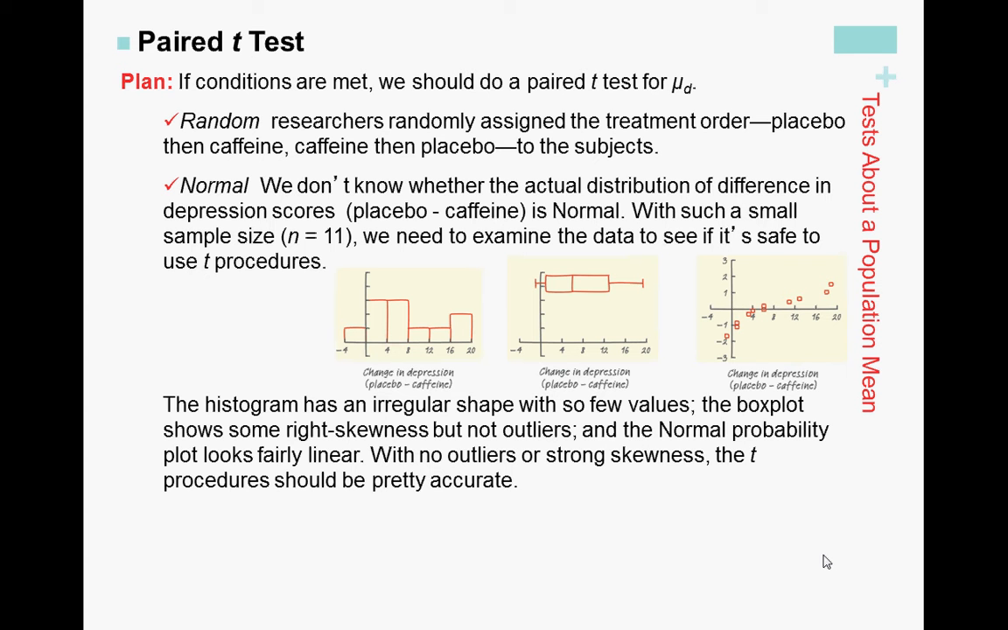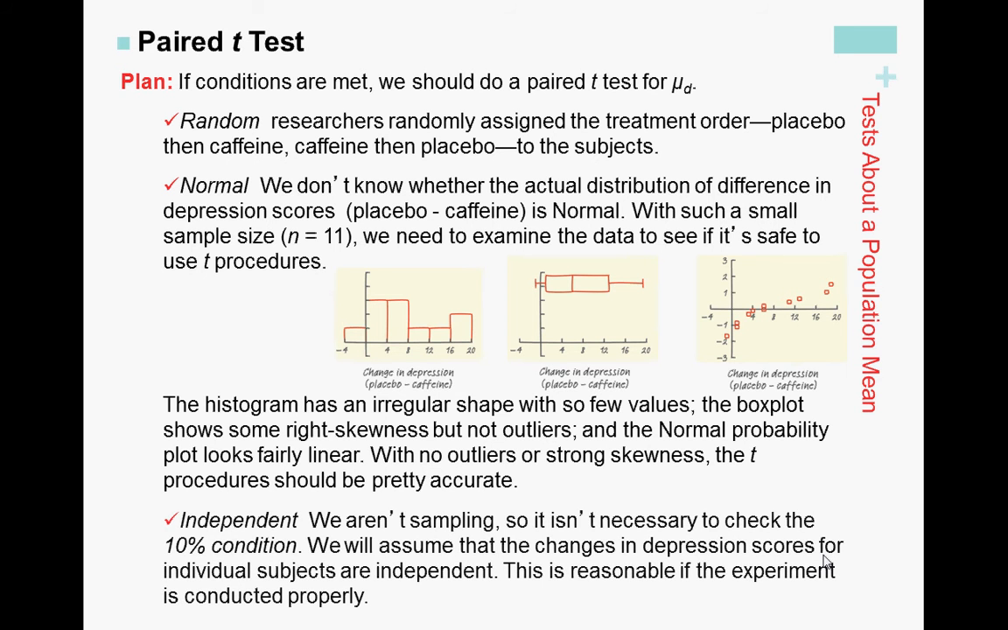We aren't sampling. We actually picked these 11, so it isn't necessary to check the 10% condition. And we'll assume the changes for the subjects are independent. In other words, how one is feeling is not affecting how the other's feeling. So that was probably a good reason to make sure they keep these subjects separate.